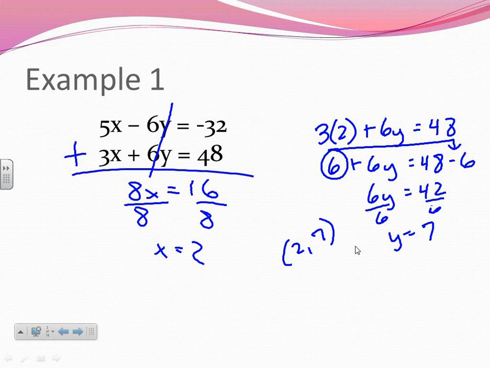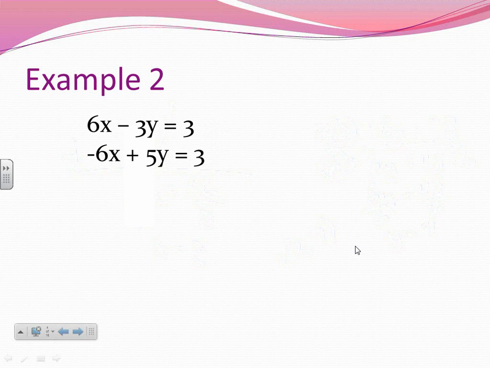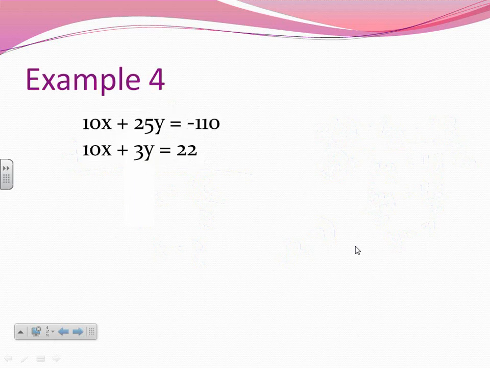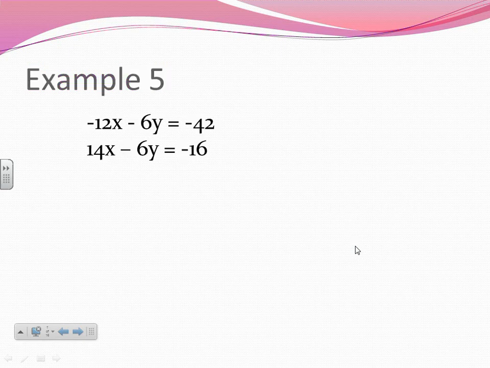Okay, so that's the first type that we looked at yesterday. You already have opposites. All you've got to do is add your equations together and eliminate one of the variables. Any questions? So we went on through example 3. Then we got to examples 4 and 5. I'll take a look at 5 if I can get there.